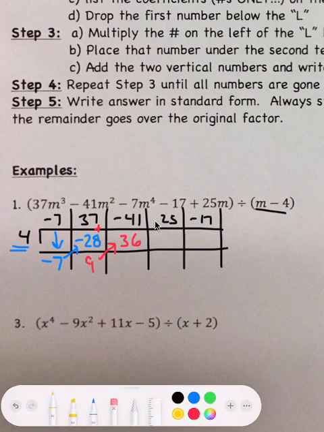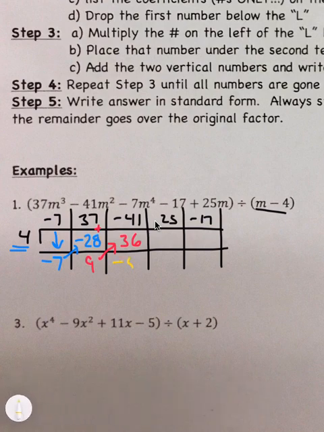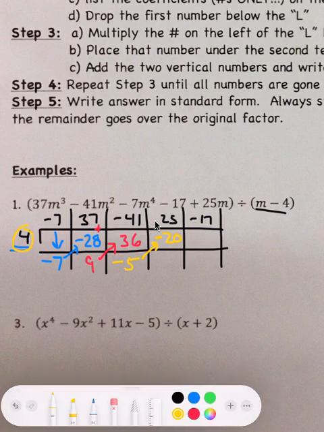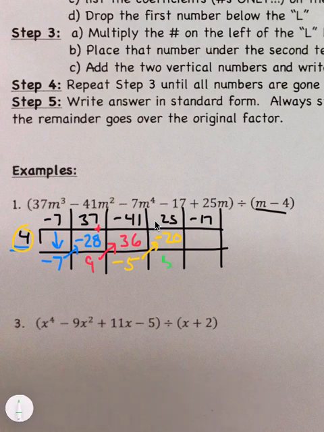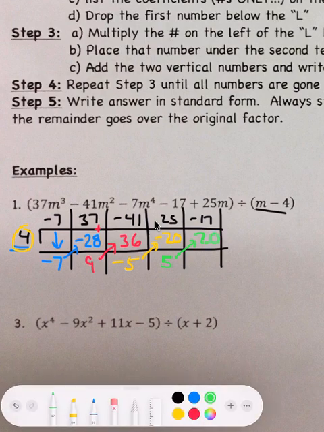Then we add -41 plus 36, which is -5. We multiply -5 times 4. That's -20. So this is our multiplier. When we add it up, 25 plus a -20 is 5. And then we multiply 5 times 4, that's 20. And we add it up, and we get 3.